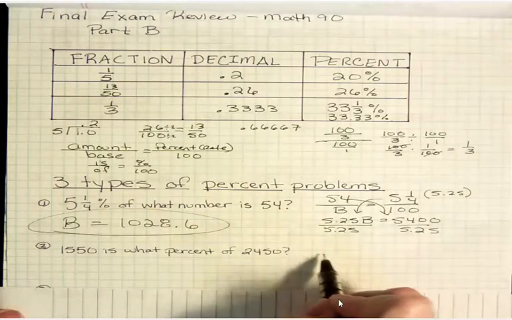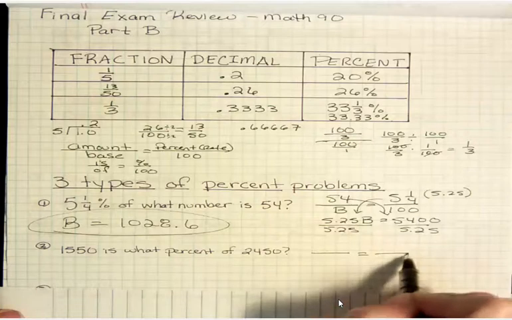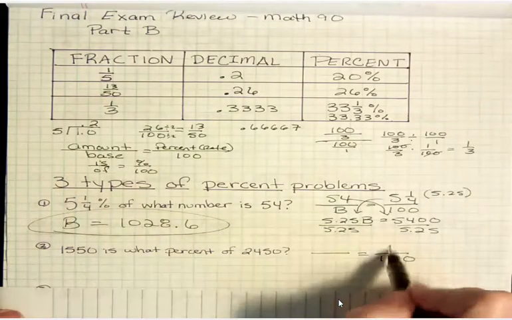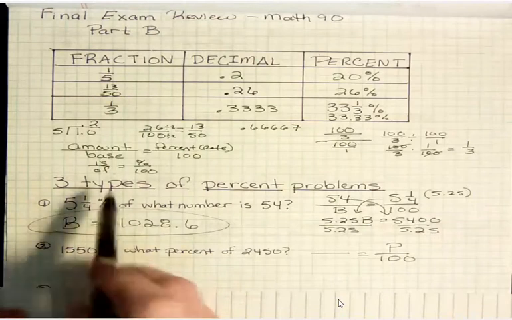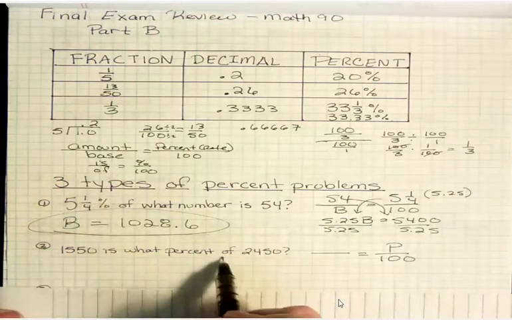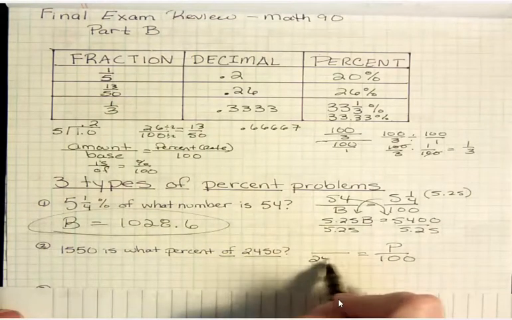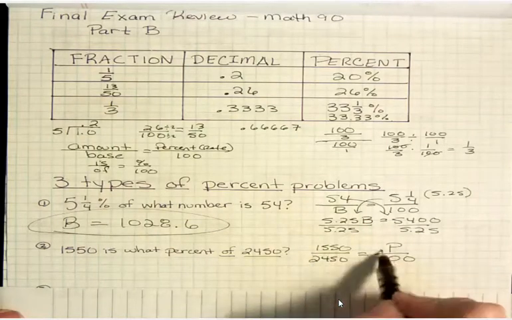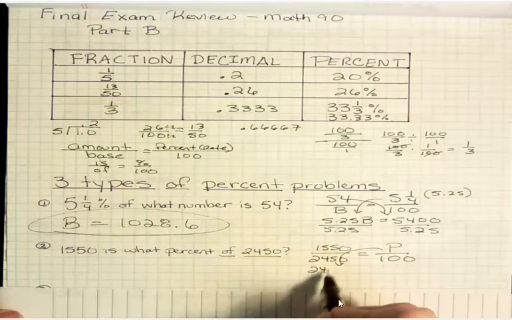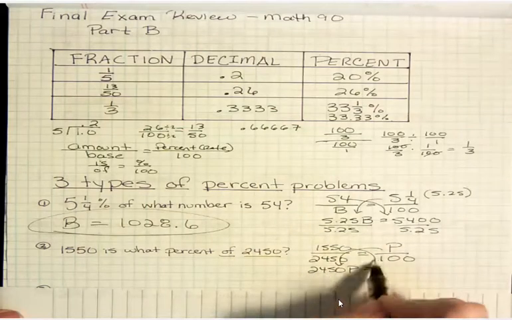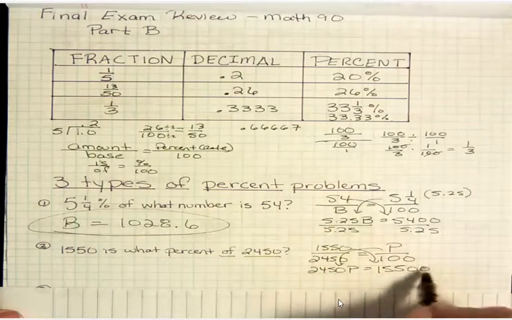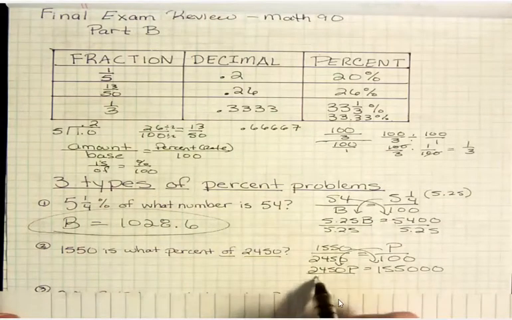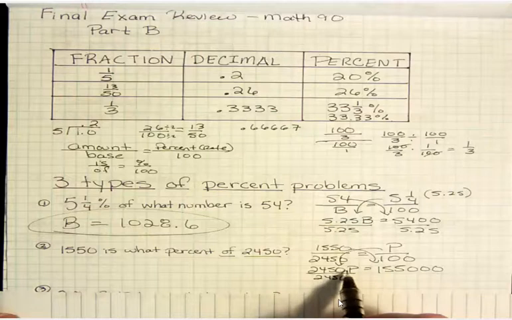Again, I want to set up a proportion where I have a 100 in the bottom right corner. It's asking what percent, so that's what I don't know here. The number after 'is of' is the base, so the base goes down here. The amount goes on top, and then I'm going to cross multiply: 2450p equals 1550, and then multiplied times 100 adds 2 zeros to that. And then I'm going to divide both sides by the coefficient. The coefficient is the number multiplying the variable.